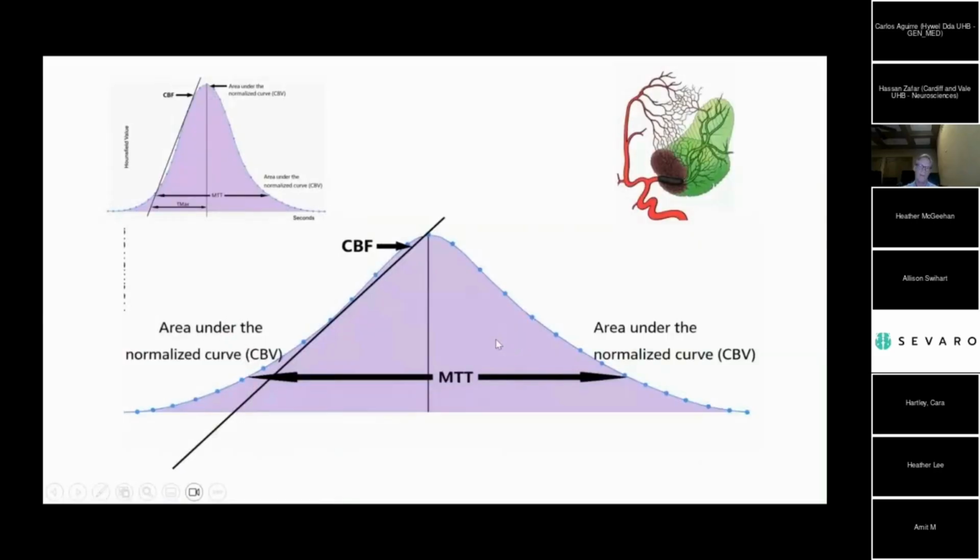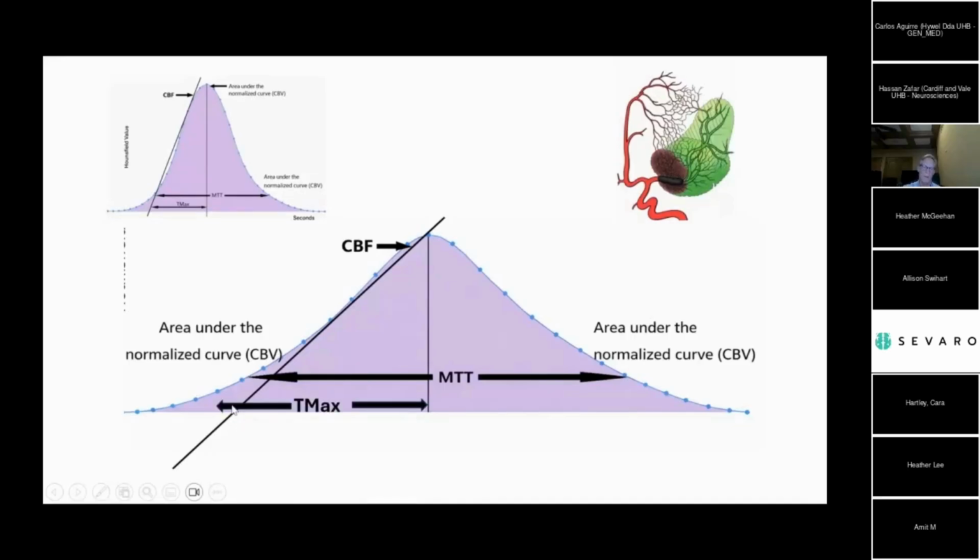Here's that graph again. So again, we've occluded the vessel, we showed that earlier, and here is the normal slope. So see how the normal bell-shaped curve is very tall relative to width? This is what it looks like with a stroke, okay? The curve is now flattened. So what happens is the mean transit time, remember how long it takes the blood to cross the brain, has increased.